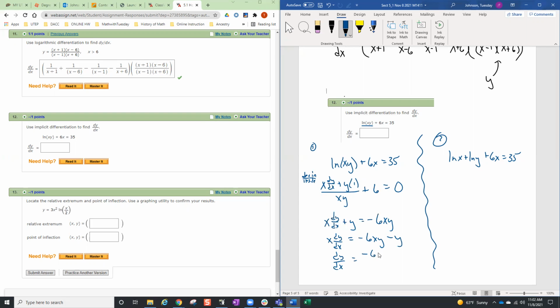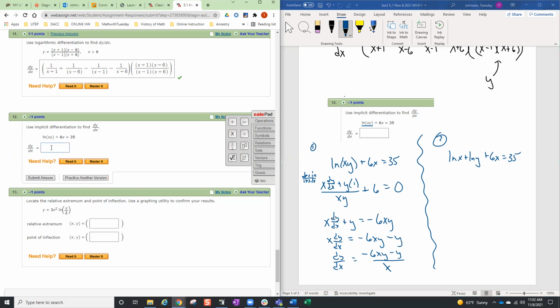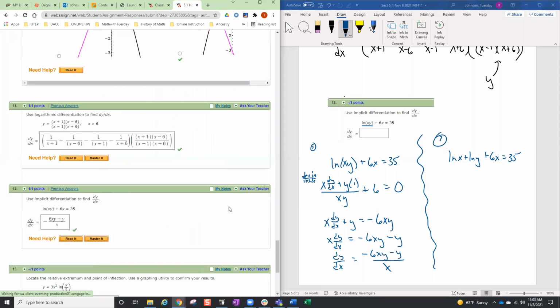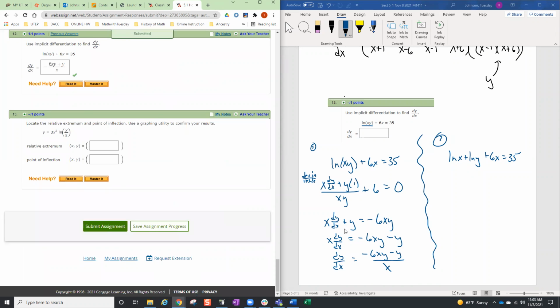Not 6. How about we divide it all by x? And you can factor out that negative sign if you wanted to. This is a fine answer. I'm going to do negative 6xy plus y divided by, of course not. Let's make a fraction first. Remember, when I factor out that negative sign in front like this, we change to a plus. And that's a fine answer, and you could do it this way.